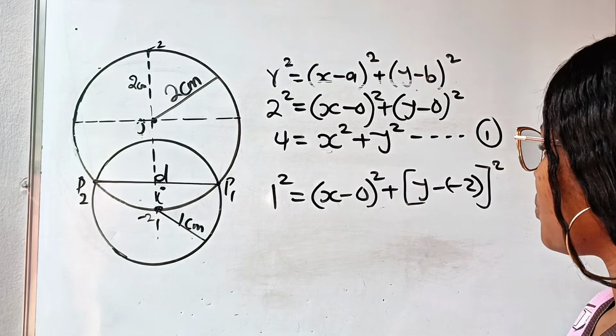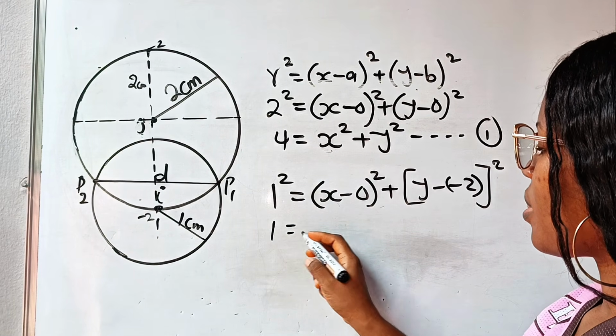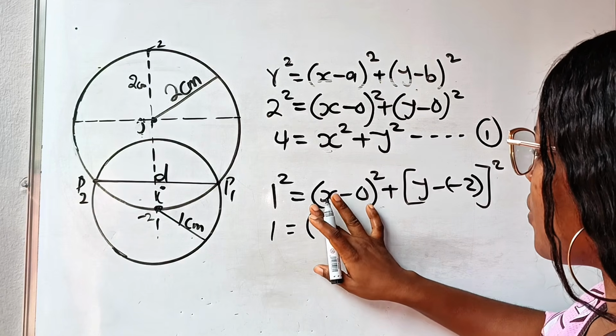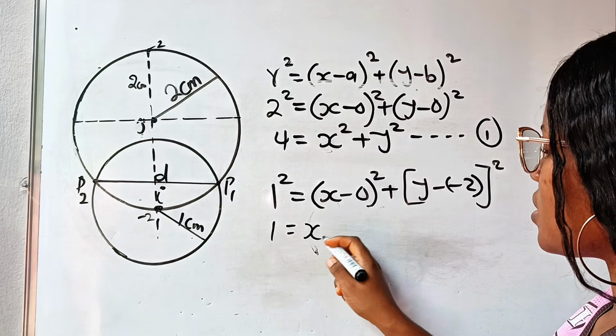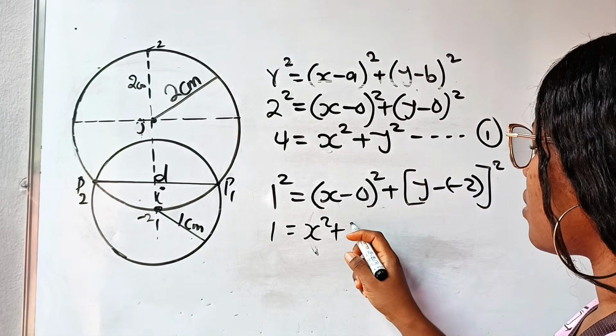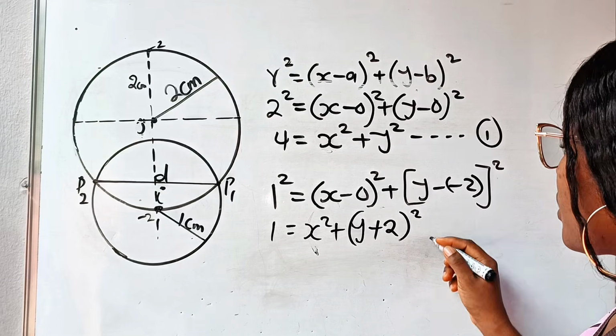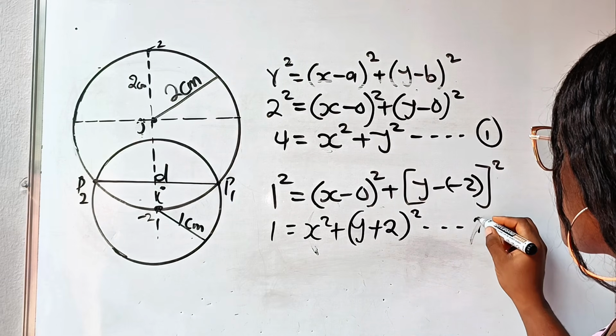All right, thank you. So if we simplify this further, 1 squared is 1, is equal to x minus 0 is x, so we have x squared plus y minus minus is plus, so we have (y plus 2) squared. Now let's call this equation 2.